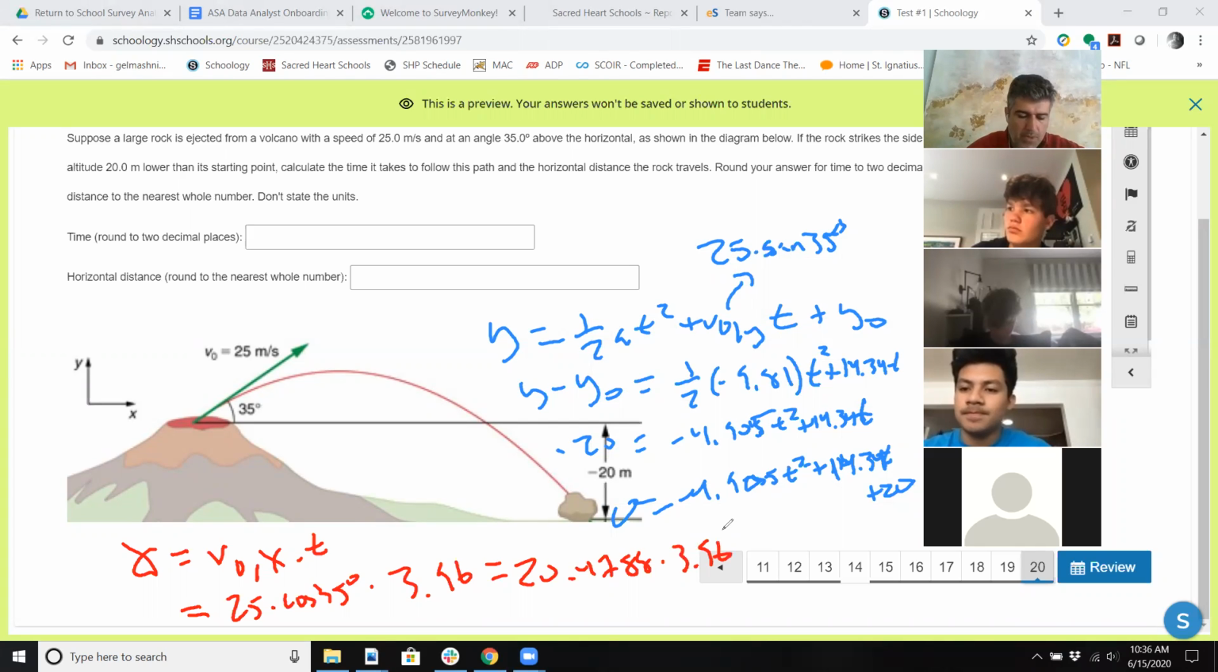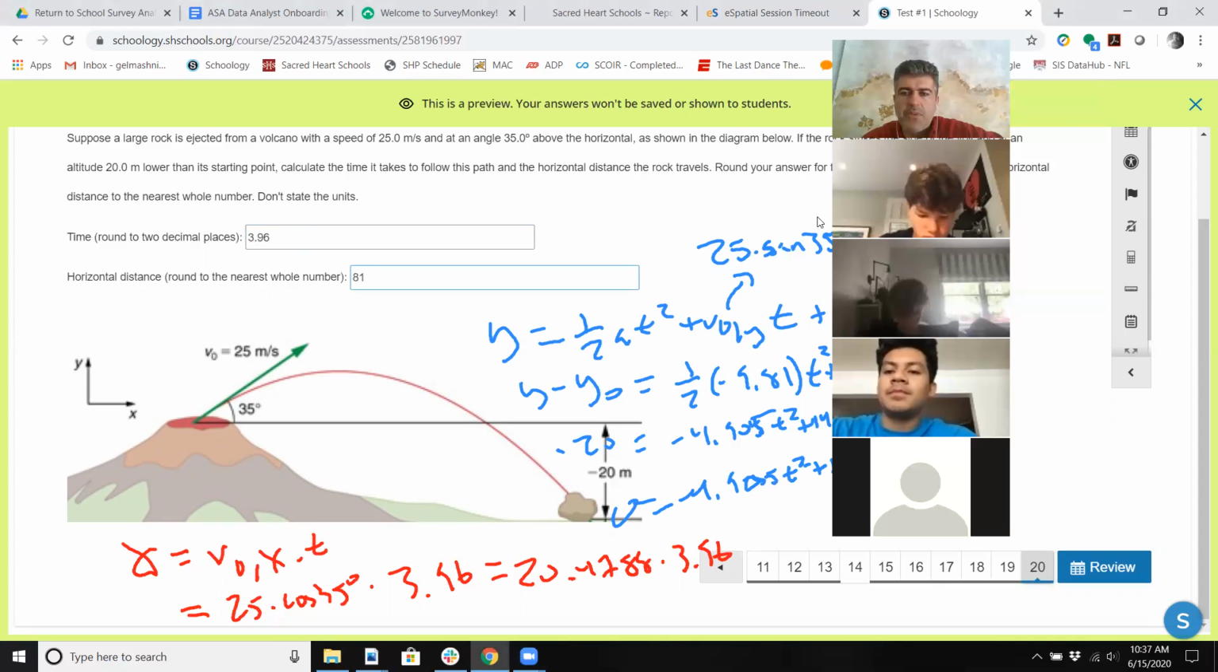So times 3.96, you should get 81. And I wanted the nearest whole number to avoid problems if you had rounded a little too soon. I think it still would have been okay. You should still get 81 if you round a little too soon. So the time was 3.96, and the range was 81. So yeah, that's the whole test.